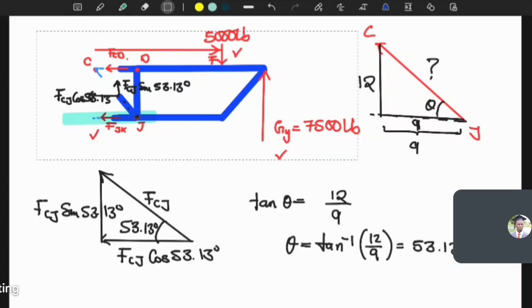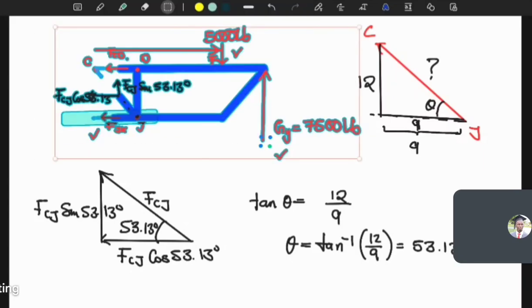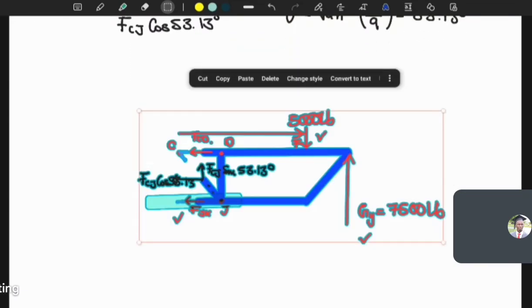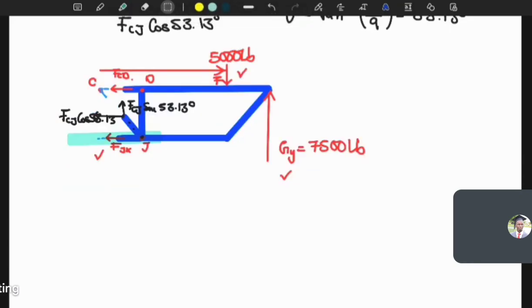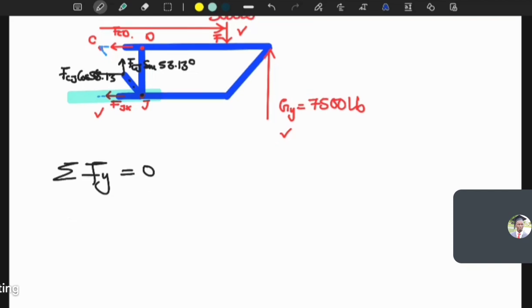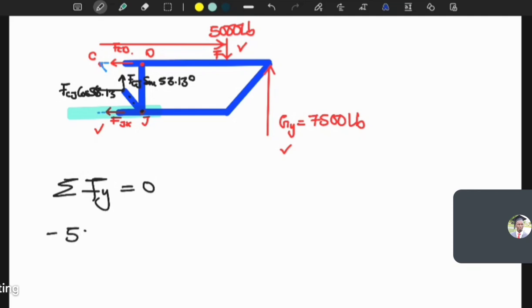So here I'll use the sum of forces since everything else is now known. We already know FCD and FJK. So I'll easily just take sum of forces now. I can take sum of forces in the Y or in the X, either will work. Let's take in the Y. If we sum forces in the Y, we have the 5,000 going down. We have GY going up. Then we have CJ going up.